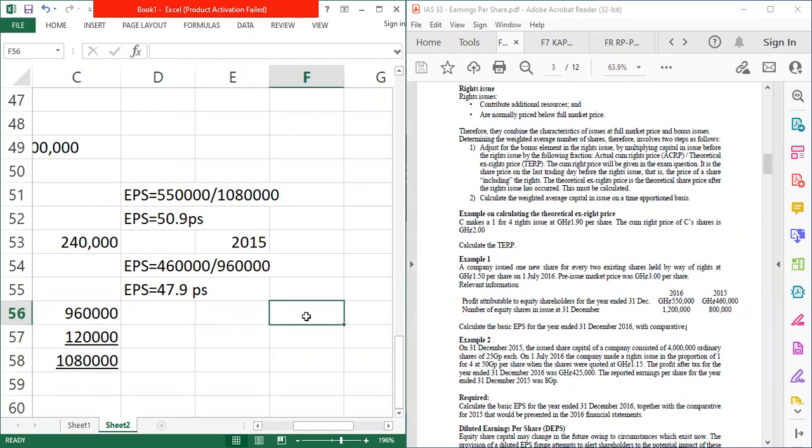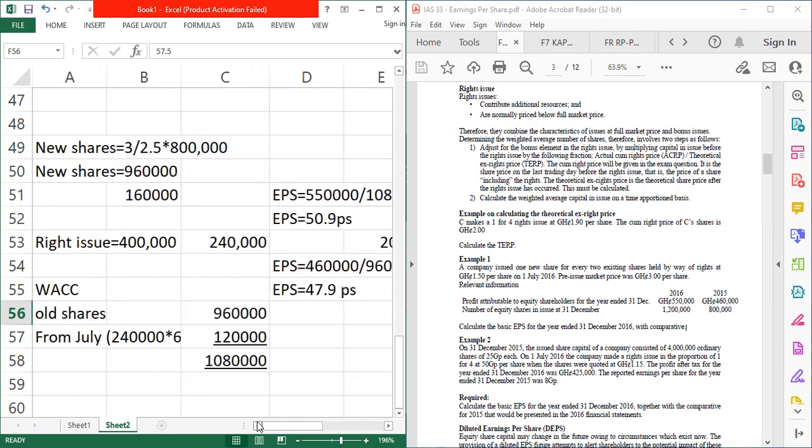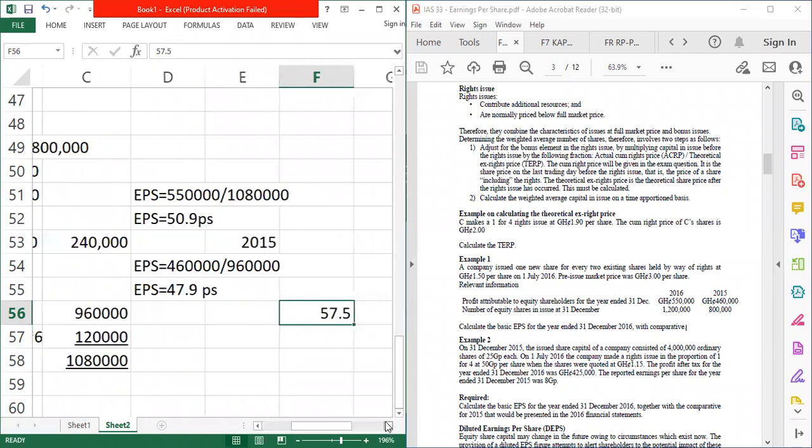I'm getting 57.5. Am I correct? Yes. So they will give you only this figure, 57.5, and they'll ask you to do the comparative. What you do is you take your bonus issue fraction, I mean, the rights issue fraction. It is 3 over 2.5, isn't it? Yes. So what you do is you reciprocate it and multiply by the earnings per share given to you.